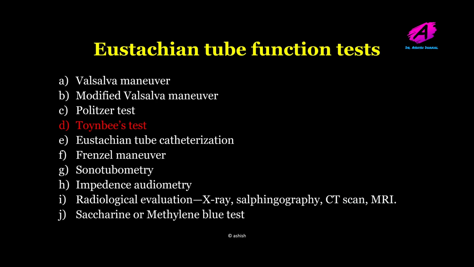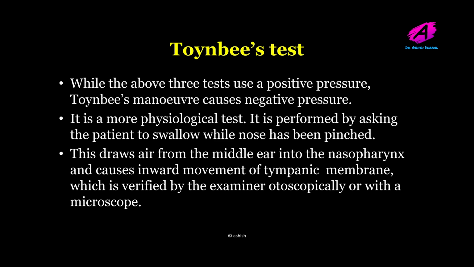The other test commonly used is Toynbee's test. While the previously discussed tests used positive pressure, the Toynbee maneuver causes negative pressure. This test, with the help of negative pressure, determines the functioning of the Eustachian tube. It is a more physiological test. It is performed by asking the patient to swallow while the nose is pinched. This draws air from the middle ear into the nasopharynx and causes inward movement of the tympanic membrane, which is verified by the examiner otoscopically or with a microscope.